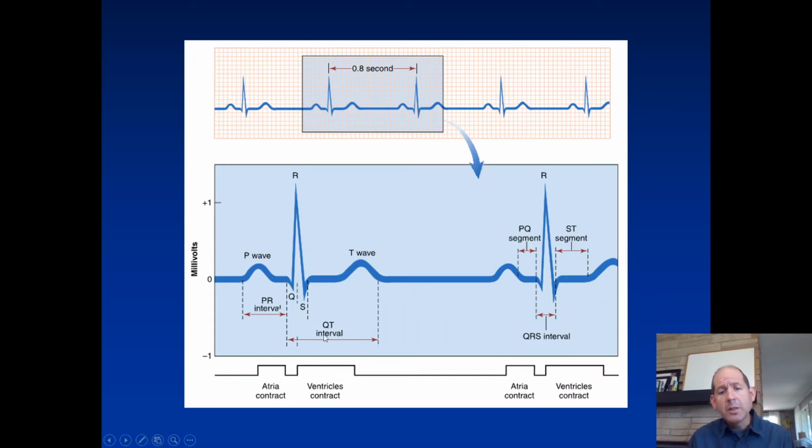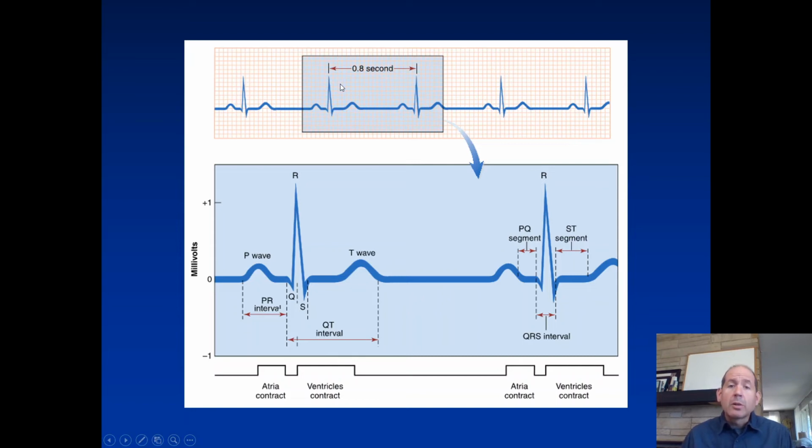This long QT issue is also a possibility with a variety of drugs. Recently, the drug hydroxychloroquine, which has been used in the past to treat malaria and lupus, has been suggested as a treatment for COVID-19. One of the problems with it, however, is that it prolongs the QT interval. And so that increases the risk of cardiac arrhythmias, and it's been determined to be a cause of death for a number of individuals who are given it.